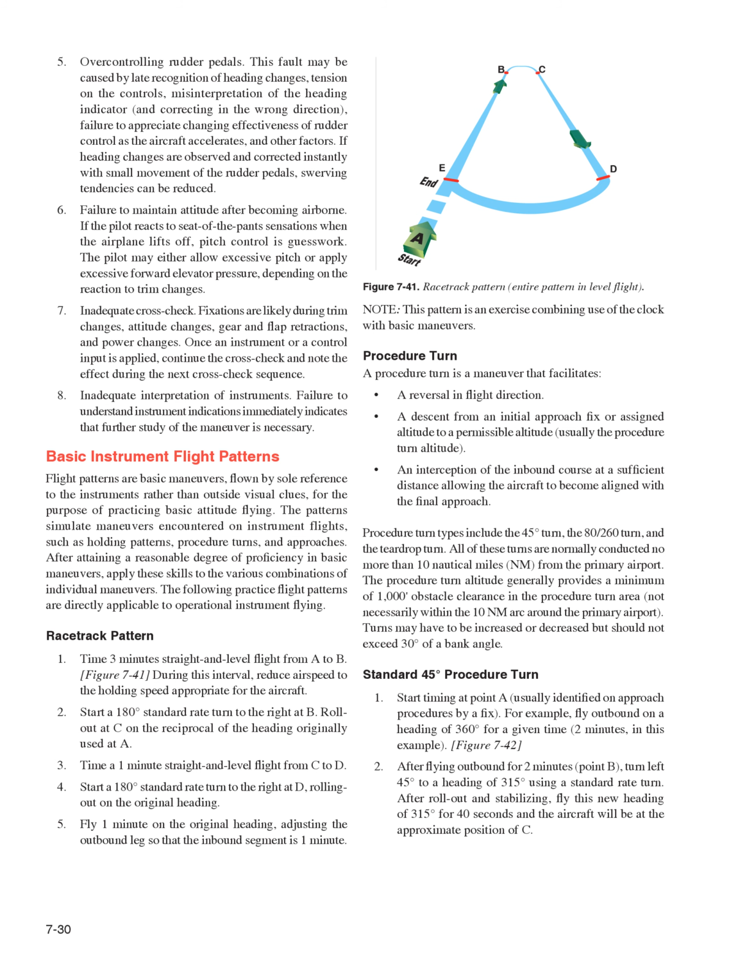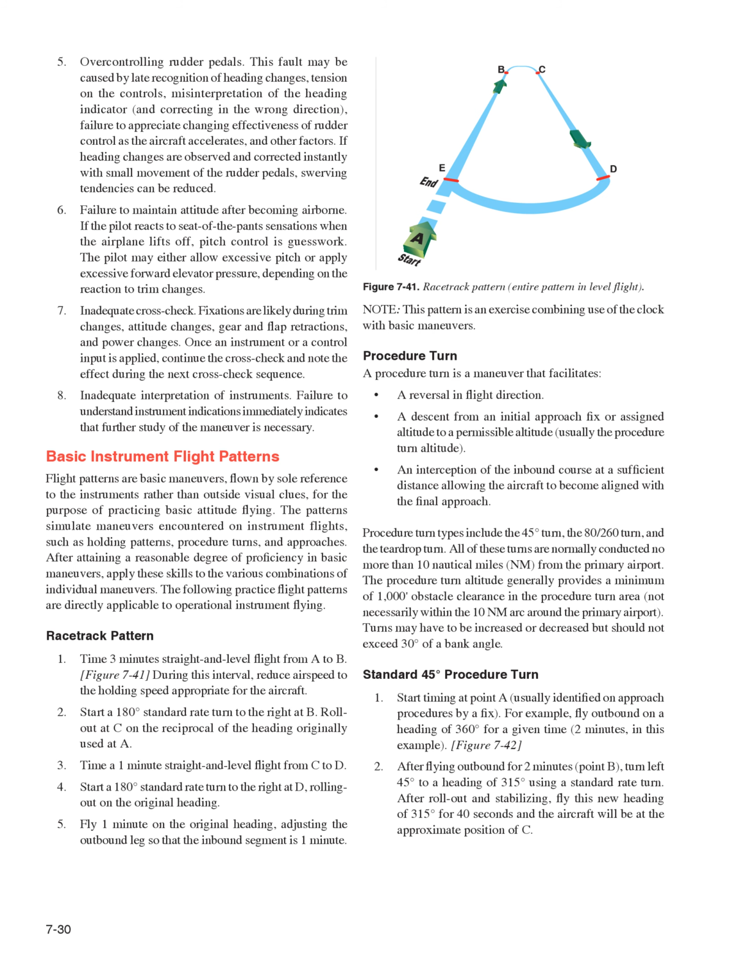Note, this pattern is an exercise combining use of the clock with basic maneuvers. Figure 5-41, procedure turn. A procedure turn is a maneuver that facilitates a reversal in flight direction. A descent from an initial approach fix or assigned altitude to a permissible altitude, usually the procedure turn altitude. An interception of the inbound course at a sufficient distance allowing the aircraft to become aligned with the final approach.